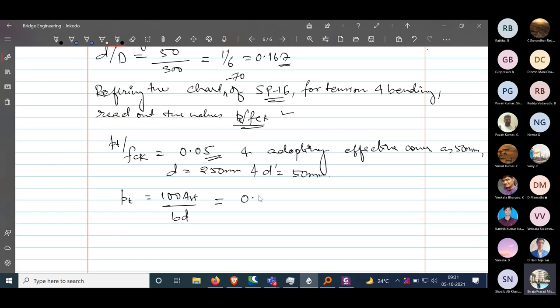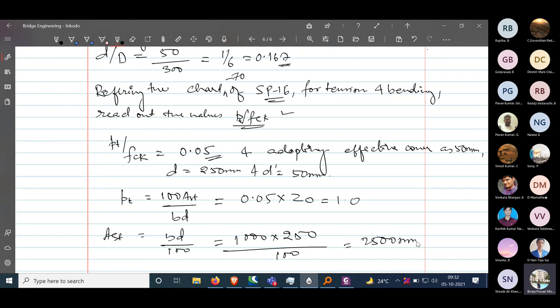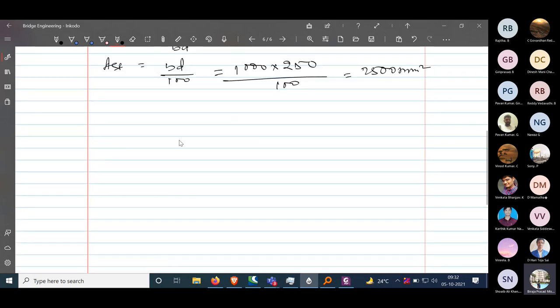So it is 0.05 into 20, so that becomes 1, and AST equals BD by 100. So B we are considering per meter length, D is 250, divided by 100, so that becomes 2500 mm square, and this is to be equally distributed on both the faces.